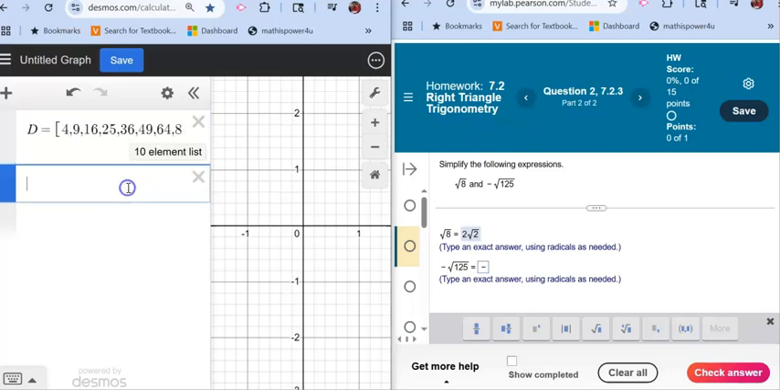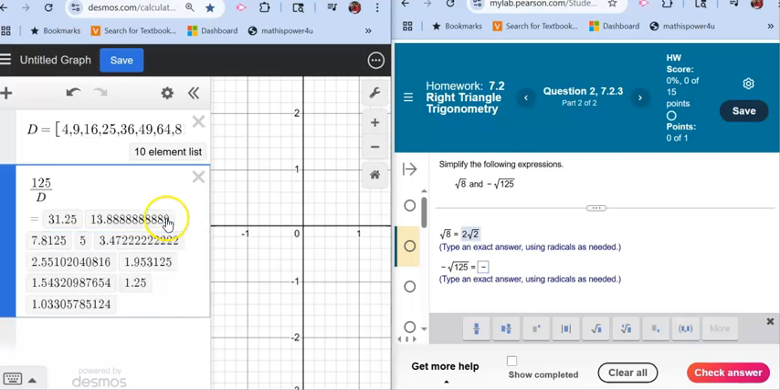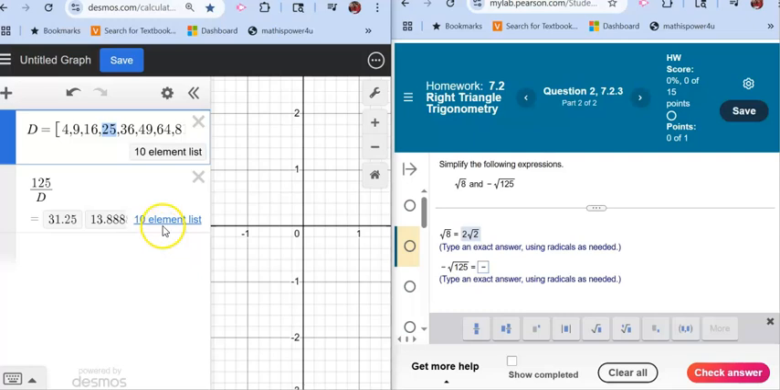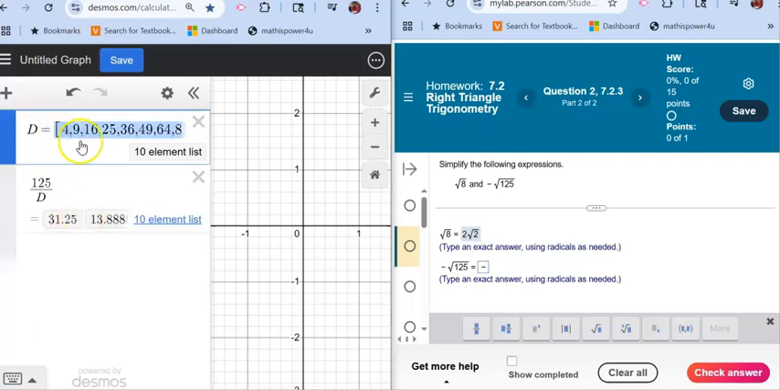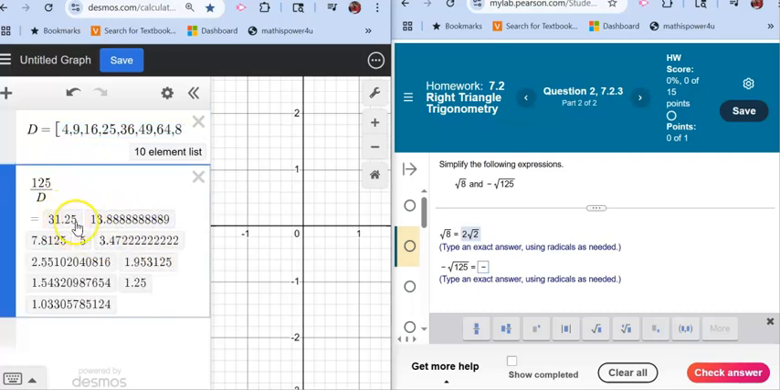Now that's my list, and I'm going to take the 125 underneath there and divide by D. I click the little button, and there are all the different numbers I get, and I can see this is the only one that is a whole number. That's the fourth one, 1, 2, 3, 4, that's the 25. So that's a way I could do this with Desmos to help me. This is a list command. Dividing by a list creates a list, so you have to put a bracket in the front and a bracket at the end.